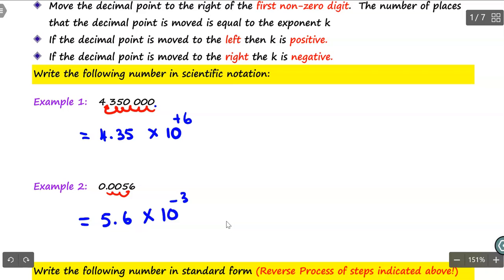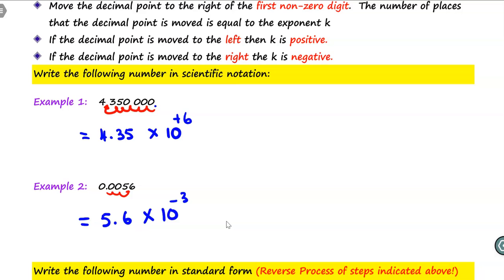will have their own symbol as well. And it becomes some sort of prefix, which we will learn in the next unit. It's called engineering notation. But in this unit, we are learning about scientific notation.